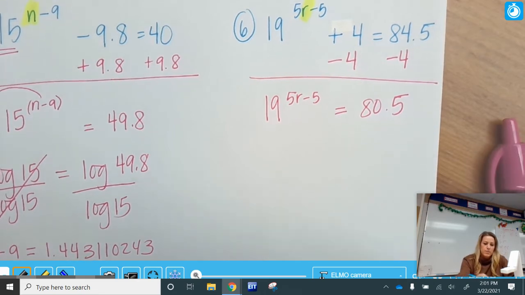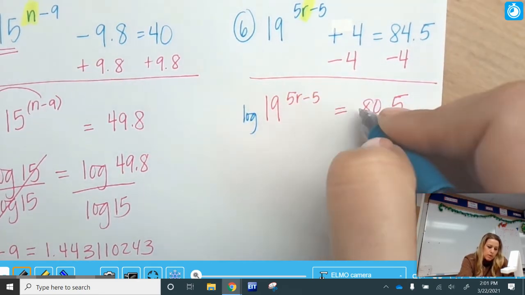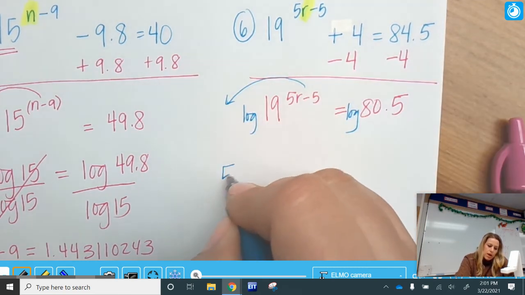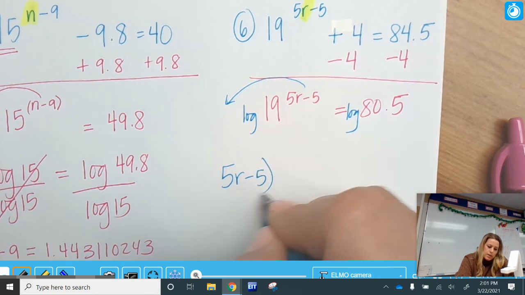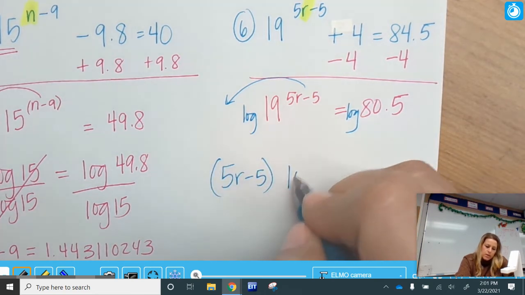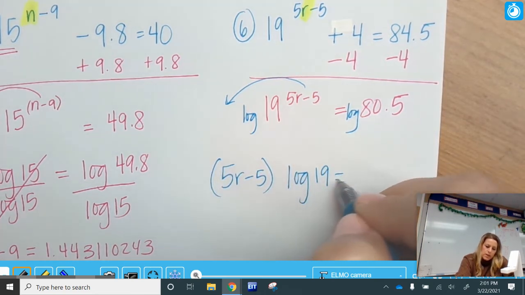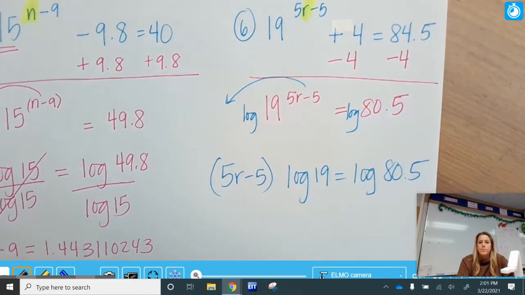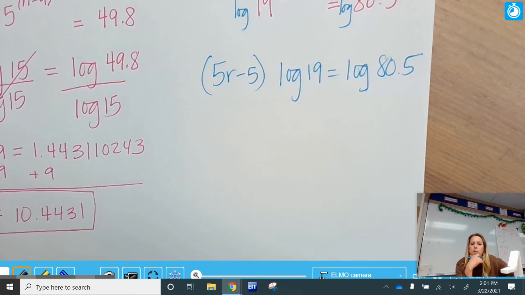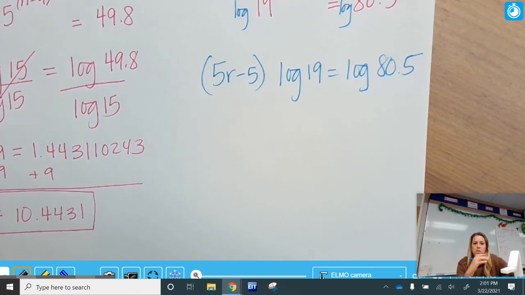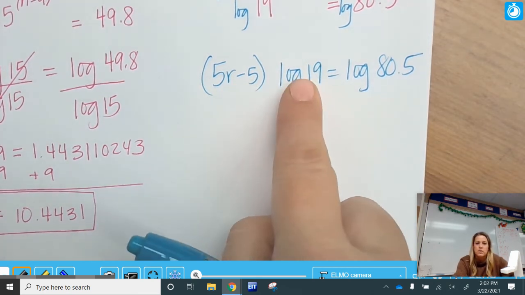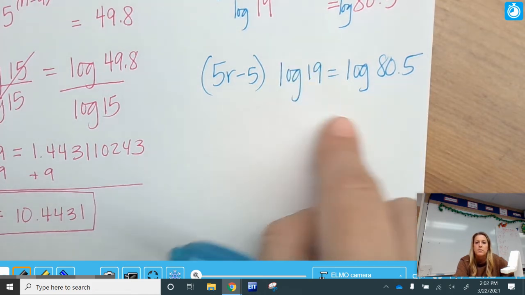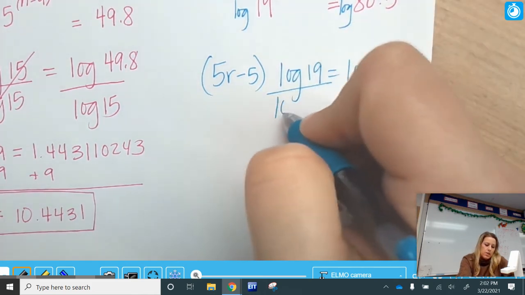As you start to do this, you might do like a little boop. Log here, move this forward. So now I'll rewrite it. All of that is together. Log of 19 equals log of 80.5. All right, so now it's this times this. So to get rid of this piece right here, we're going to divide. So divide by log of 19.